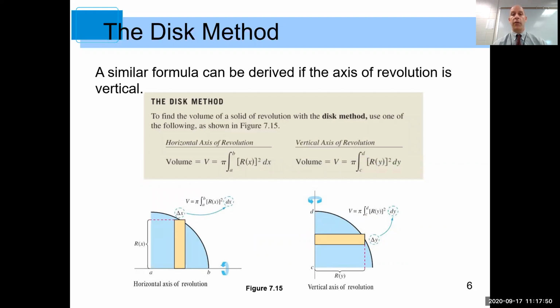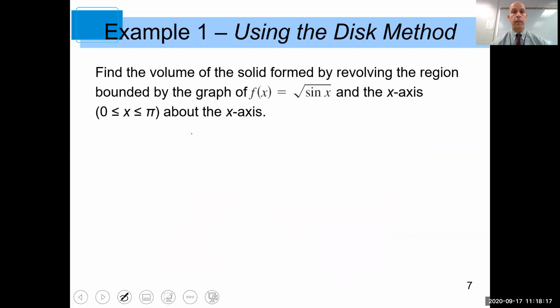So this gives us our formulas for today, at least for the disk method. I'm just going to focus on the horizontal one for right now. The formula is volume equals pi integral from A to B of big R of x quantity squared dx. Of course, if we were doing this with respect to the y-axis, everything's going to be in terms of y. I expect you'd be able to do both.